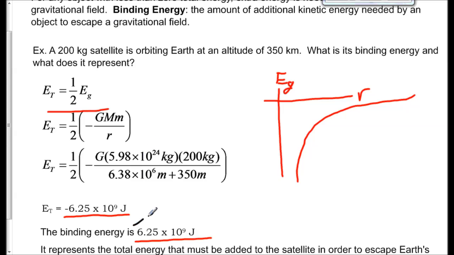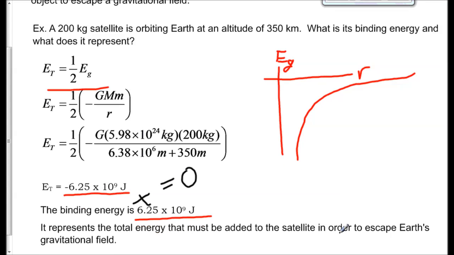So I can say this plus this equals zero. This is the amount of energy I have to add to the satellite in order to get it to escape Earth's gravitational field. If I added less than this, this would actually be kind of interesting. Let's say I added 6.24 by 10 to the power of 9 joules, so just less than what it needs.